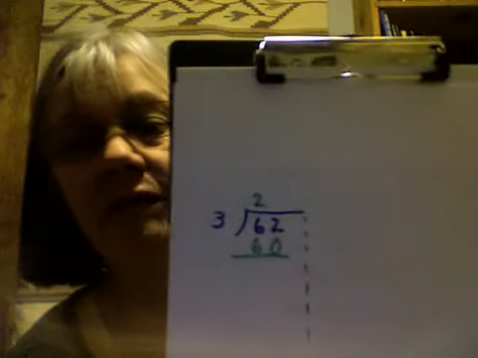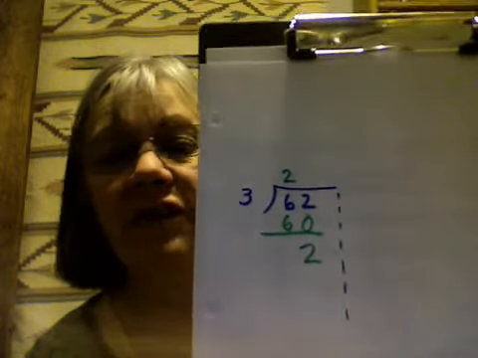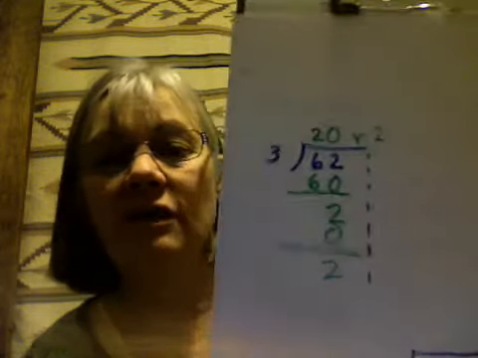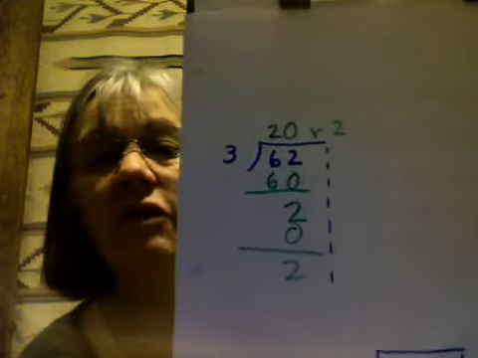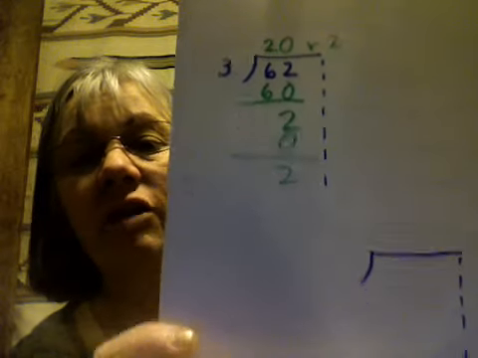We start with the highest place value. 62, take away 60, leaves 2. How many 3s are there in 2? None at all. When we finish the division, we have that there are 20 threes in 62, and 2 are left over.